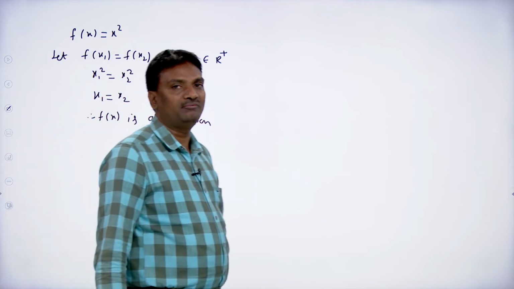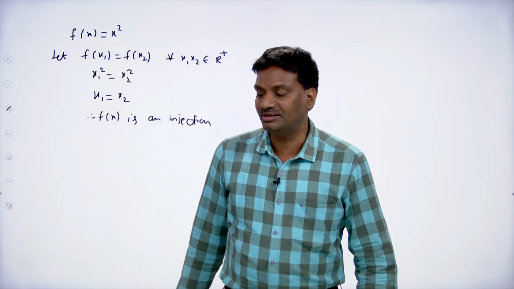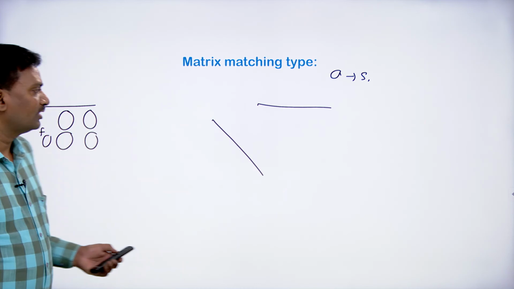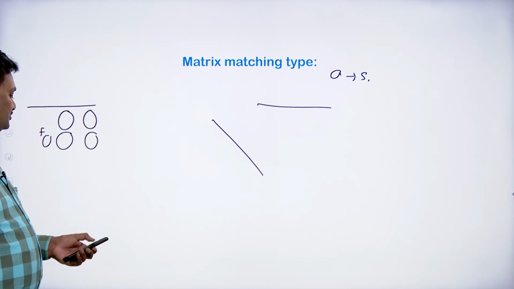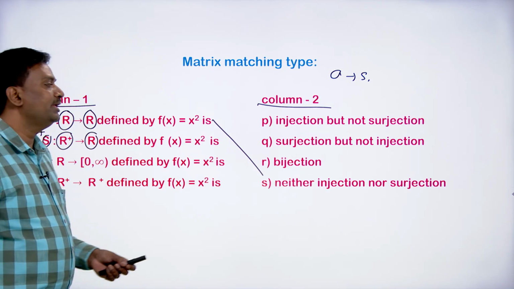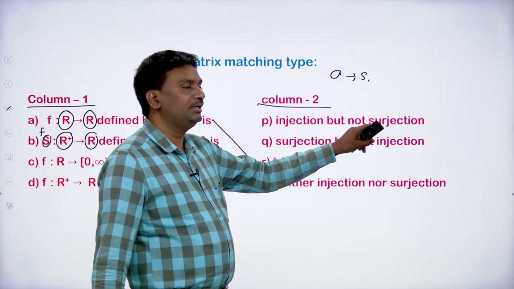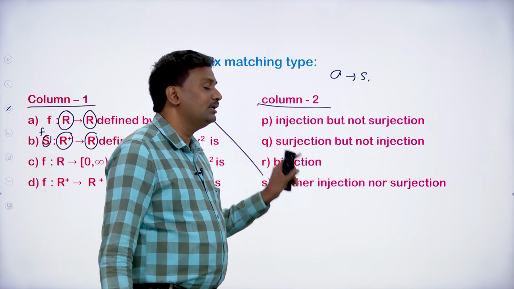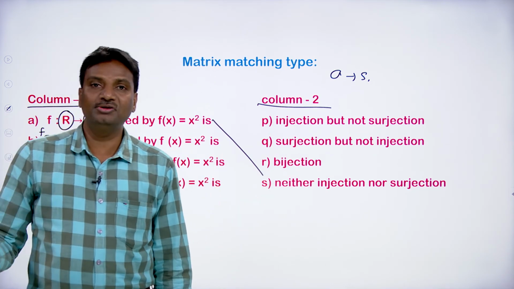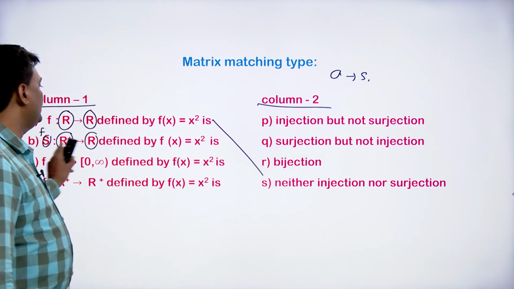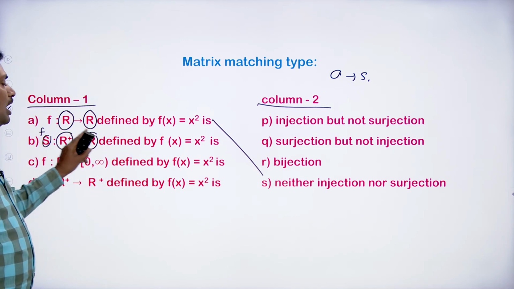Injection is nothing but a one-one function. So f is an injection. By observing here, we have injection but not surjection, surjection but not injection, or bijection. Bijection means both.